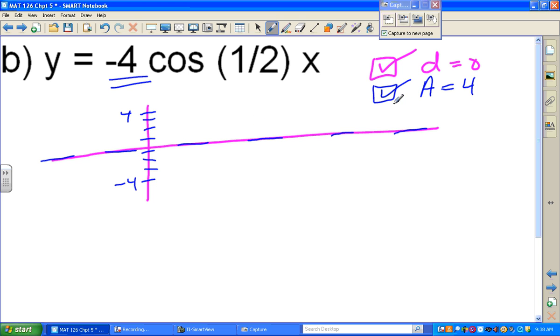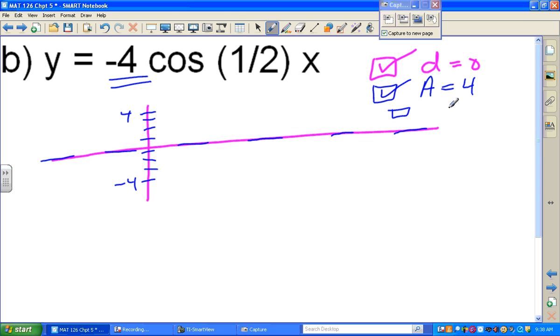You can, that's fine. Once you get the hang of it, you don't have to write this down. You're asking, do you have to write this number 4, that number -4? Yes, you do, because the scale could change. Good. Check mark number 3.